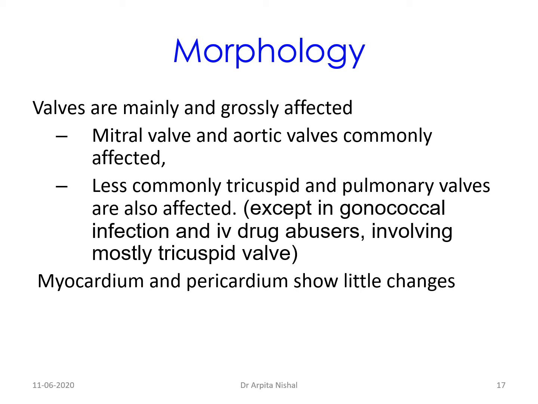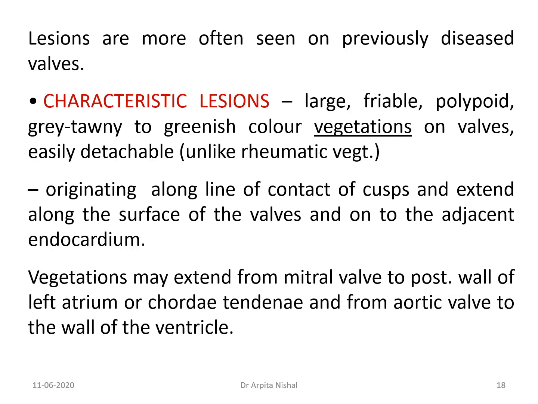So it is mainly disease of the valves and the endocardium. And it is mainly the mitral and the aortic valves affected. Tricuspid in case of IV drug abusers and gonococcal infection. What are the lesions which are seen on these valves? They are mainly on the previously diseased valves, and the lesions, as we called them earlier, are the vegetations. They are the hallmark of infective endocarditis.